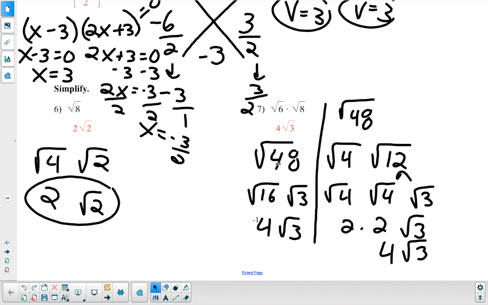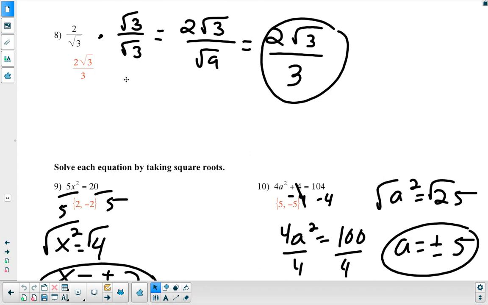However, if you were able to find the largest perfect square that is trapped inside of 48, which is 16 times 3, then you could get to this answer a little bit quicker. However, we still get the same final answer, so whatever works for you is going to be the way that you should do this problem. All right, let's go to the next page.